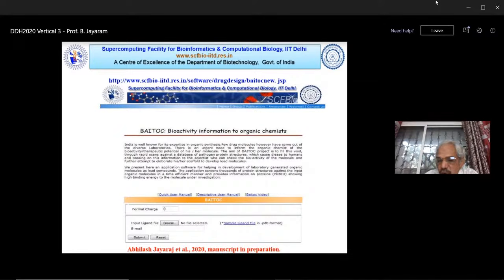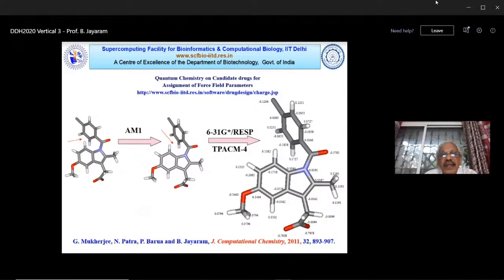So this is for people who already know about some molecules with some bioactivity information. And this is the usual quantum calculation for charge derivation. If you have a new molecule, you have to prepare it for docking, scoring, and eventually doing MD simulations and so on. So this is where these quantum chemistry calculations are essential.